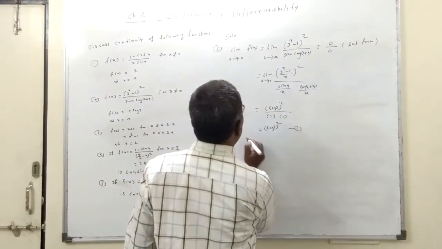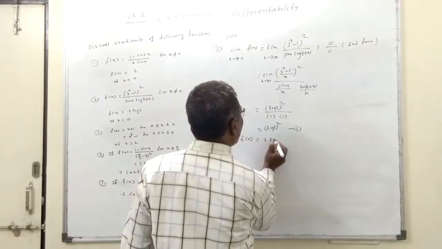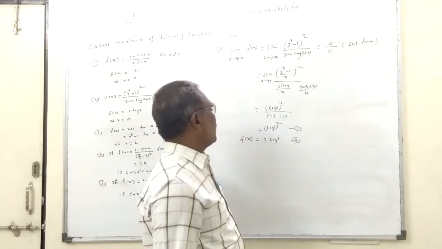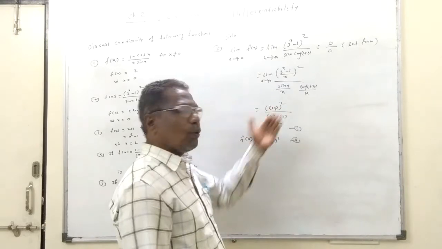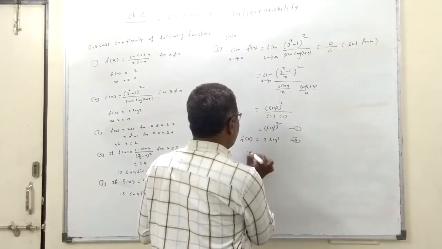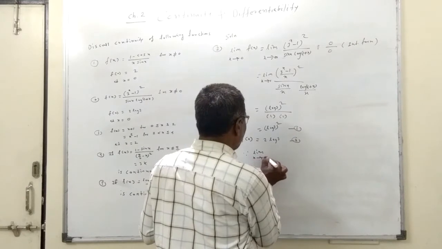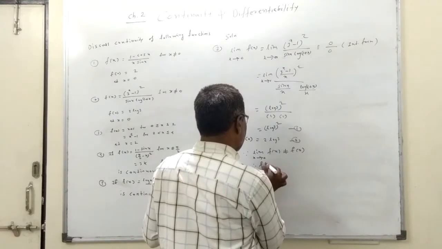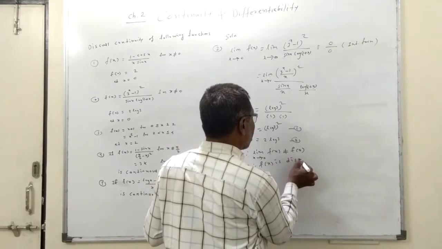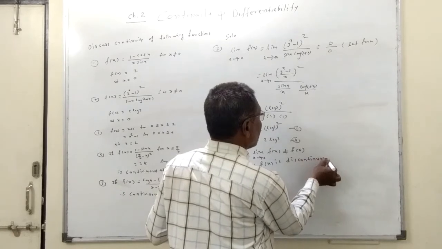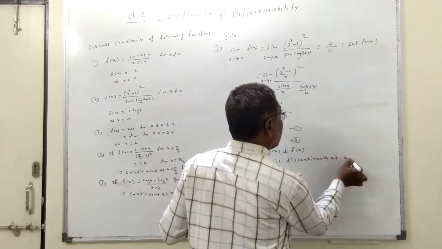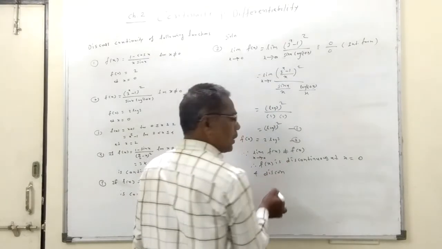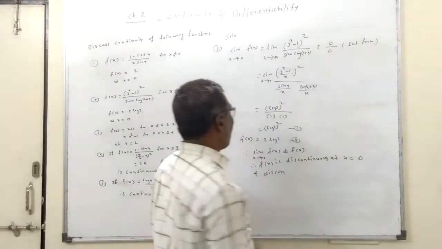and f of 0 value provided here is 2 log 3. Now (log 3) whole square, it is not possible to write as 2 log 3. Log 3 square we can write as 2 log 3. So since limit x tends to 0, f of x is not equal to f of 0, therefore f of x is discontinuous at x is equal to 0, and in this discontinuity, the limit is existing but the limiting value is not equal to the function value.